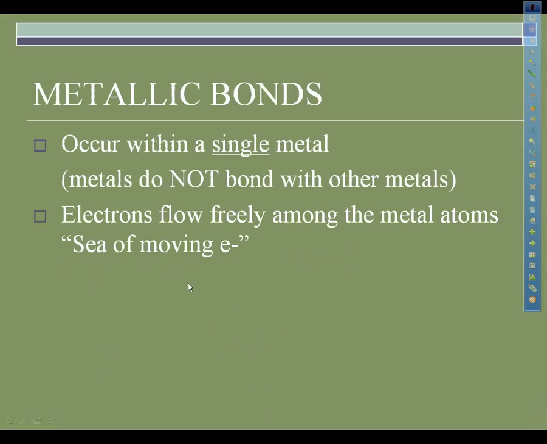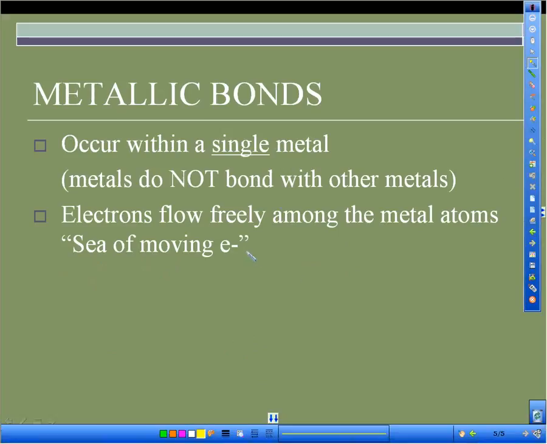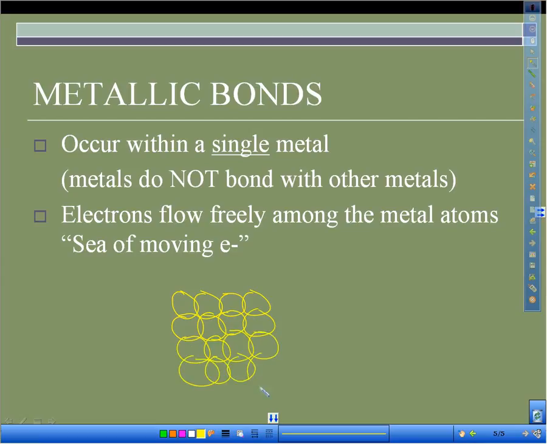And then finally is metallic bonds. Metallic bonding occurs within a single metal. Metals do not bond with other metals. So what happens is, let's say you have a sheet of aluminum foil. In that sheet of aluminum foil, you have all these aluminum atoms all bunched up together. So all of these are aluminum atoms in my aluminum foil. This aluminum atom has some electrons zinging around in the orbitals. What happens in metallic bonding is the orbitals overlap, so the electrons are able to move throughout the metal.